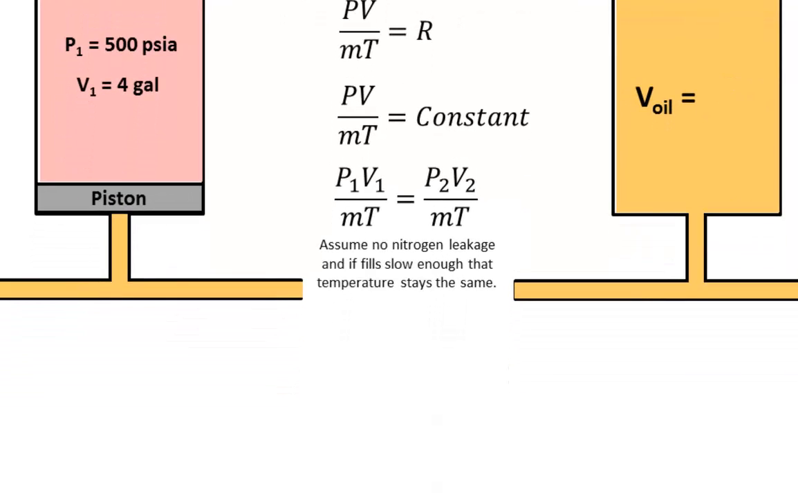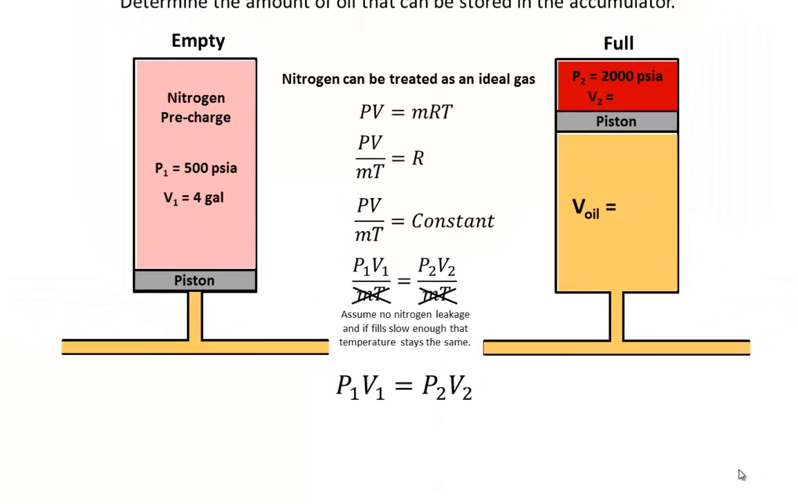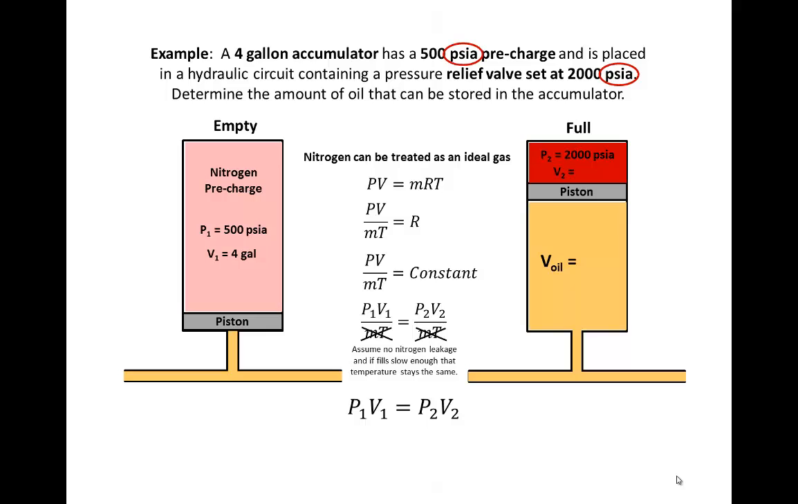And if we make the assumption that no nitrogen leaks out, the mass is the same in each case, and if this accumulator fills slow enough that the temperature stays the same, it doesn't heat up or cool down, then those will cancel out of the equation, and we'll be left with this equation showing that the pressure and volume from state 1 to state 2 are proportional. Now I'd like to highlight the fact that in this problem we provided the absolute pressure. It's important to know that this ideal gas equation requires absolute pressures. So it's a pretty easy calculation.